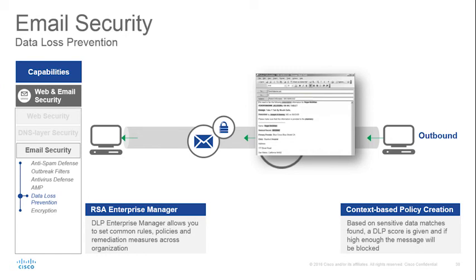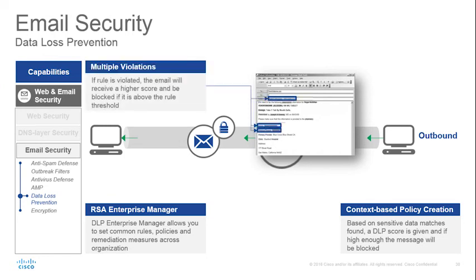RSA Enterprise Manager is a single portal that simplifies the process of setting common rules, policies, and remediation procedures across the organization, not just your email. This portal also allows the customer to create context-based policies that leverage the same reputation filters found with Cisco Web Security. Let's look at an example of how this system works.